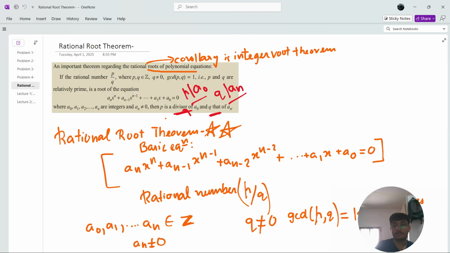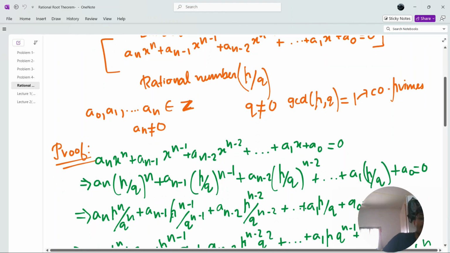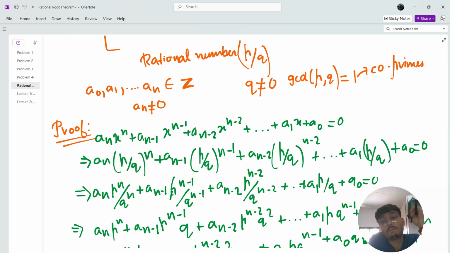Rational root theorem. How is the proof? We know p by q is the root of the equation, so I will just put p by q in place of x in the given polynomial equation.